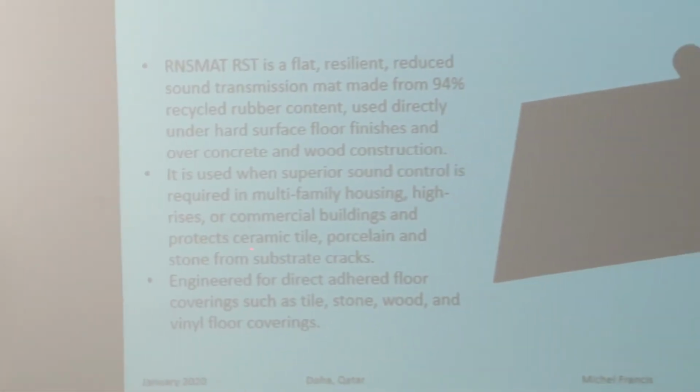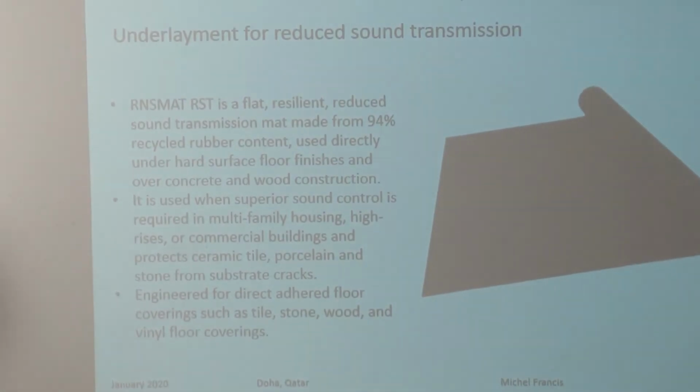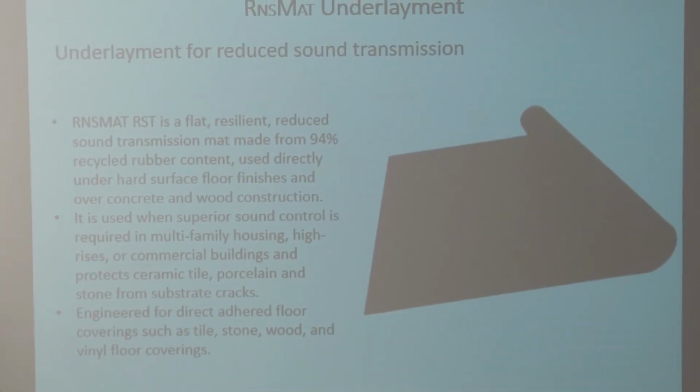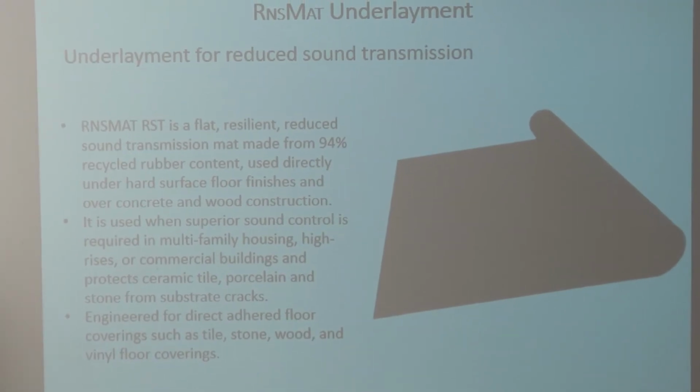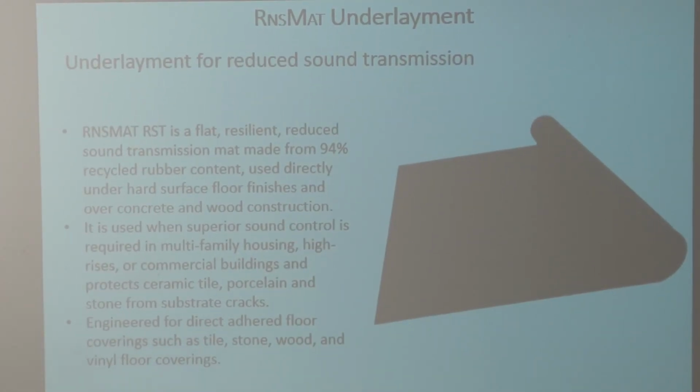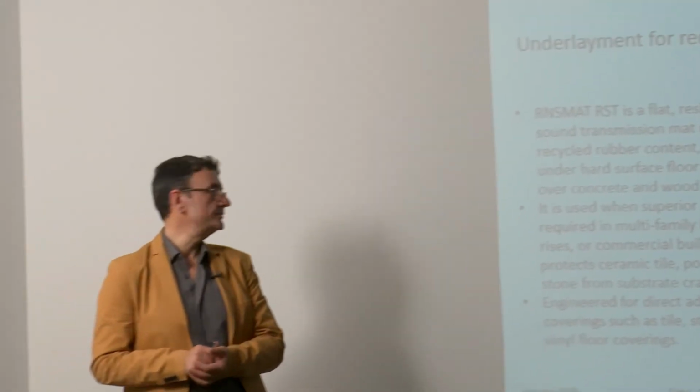And even in the catalog it's written that it is used under hard surface floor finish and over concrete and wood construction. So you can use either a concrete structure or a wood structure, and the floor finish should be a hard finish, not a carpet. It is used when superior sound control is required in multifamily housing, high-rise and commercial buildings, and to protect ceramic tiles, porcelain and stone from substrate cracks. So if you have a substrate risk of cracks, that underlayment is going to protect your finish. Your tiles are going to be protected.